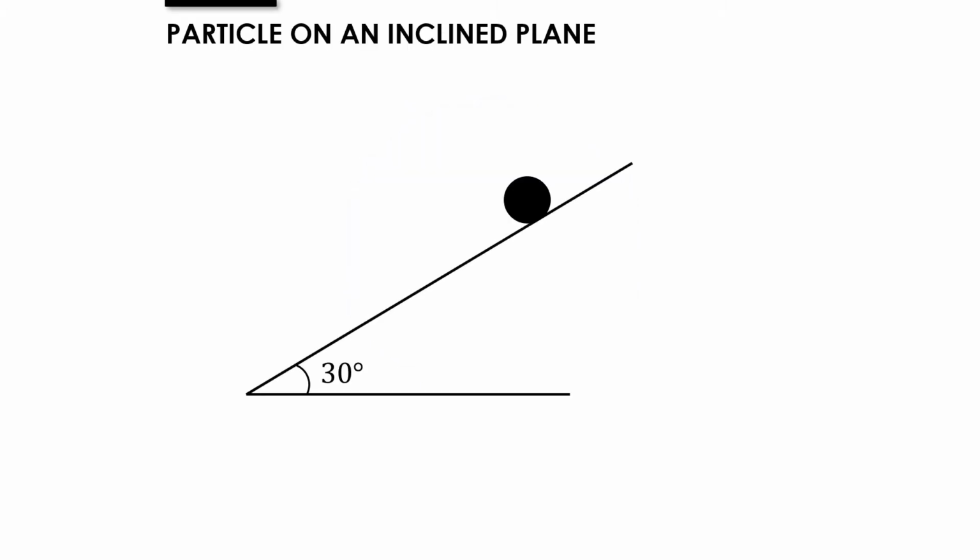In this example, we'll be looking at a particle on an inclined plane, otherwise known as a slope. Here, the plane is inclined at 30 degrees to the horizontal. In this case, our particle has a weight force acting downwards. As the particle isn't sinking into the slope, we have a normal reaction force acting perpendicular to the slope. We'll call that R.